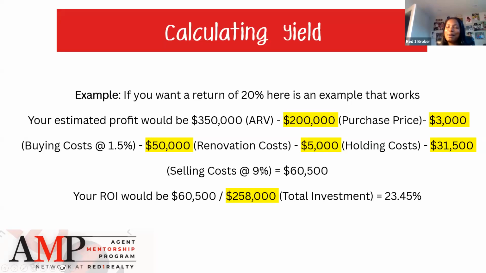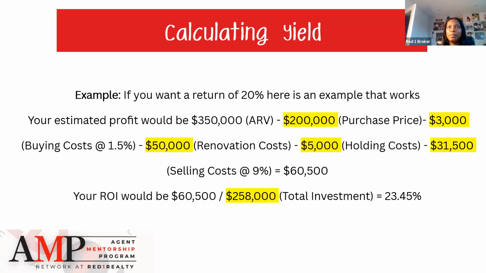Again, if you're flipping a property as an agent, you would prefer 3%, so it's always best to offer 3%. If you don't want to pay yourself 3%, you can take the selling cost down to 6%, but you have to get that approved through the brokerage.